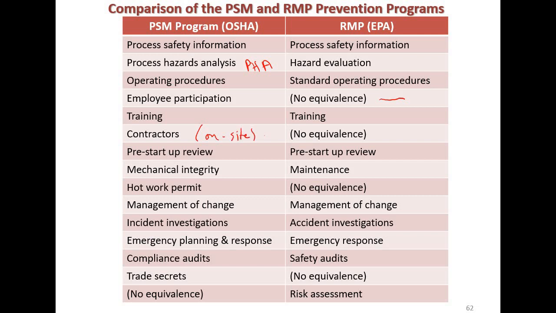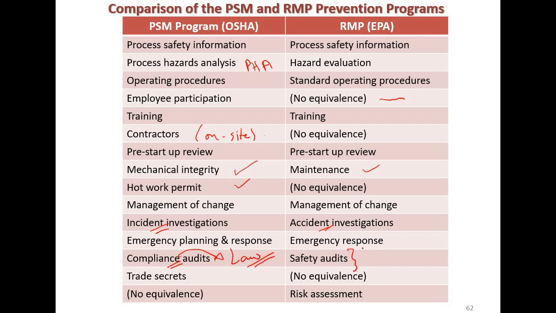Both of them have pre-startup review. Both of them talk about maintenance, but here they call it mechanical integrity, which is related to the pipes, the valves, the equipment. Here they call it maintenance. Here they have the hot work permit. Here they have nothing in equivalence. Management of change, both of them. Both of them have incident, accident investigation. Here they call it incident. Here they call it accident. Emergency, both of them have emergency response. Both of them have audits. Here they call it compliance. Compliance means to a certain law. Okay, so they audit against a certain law.